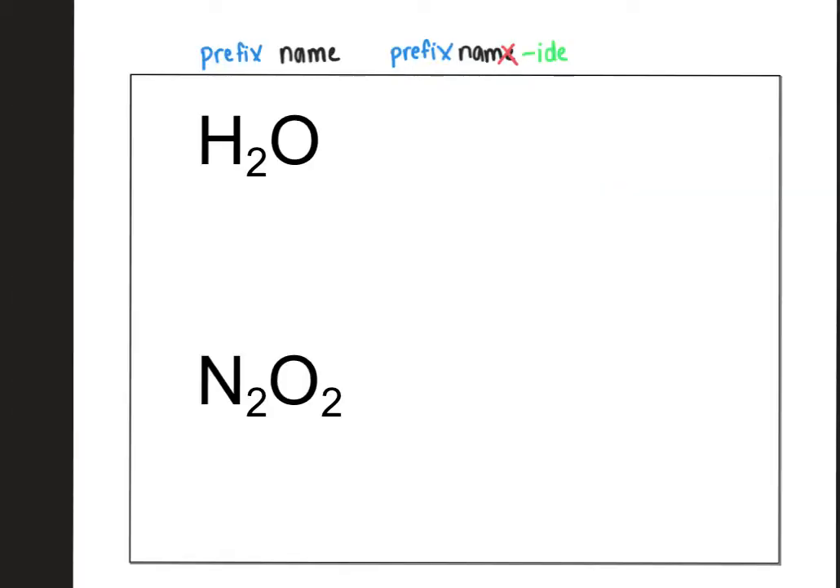All right, let's practice. We're going to use this format: prefix, name, "-ide," to help us out. First one, I see that we have a 2, and this 2 applies to the symbol that it's behind. We've seen that before when we learned particle drawings. So that 2 applies to the H, so we need to use our prefix for 2, which is di, and our element name is hydrogen.